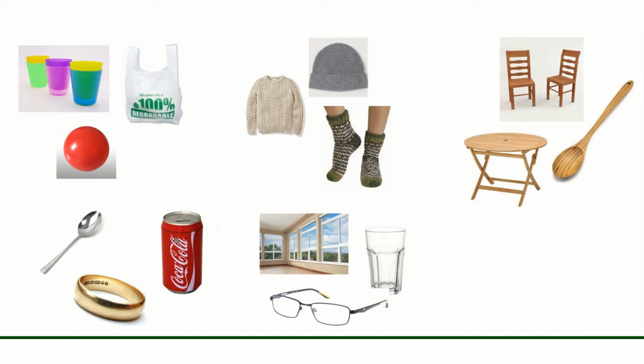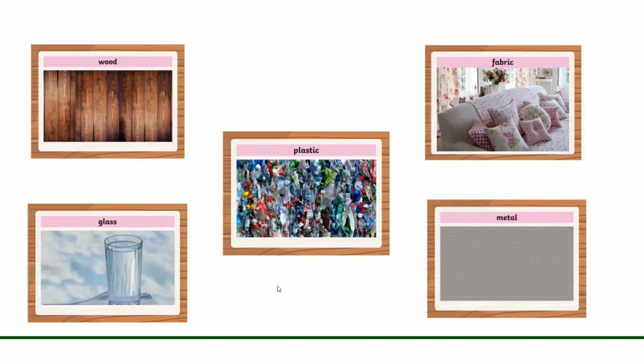How did you do? Did you manage to group those items together? I hope so. So now what I'd like you to do is look around your house, or maybe if you're allowed into your garden, make sure you check with a grown-up first. Have a look round and see if you can find at least 3 things in your house made of each of these materials. You can write them down in a list.